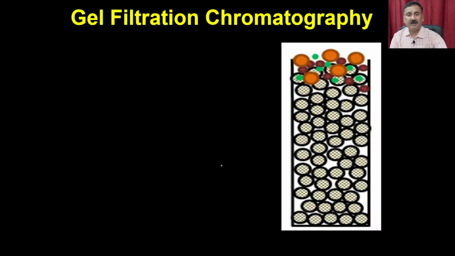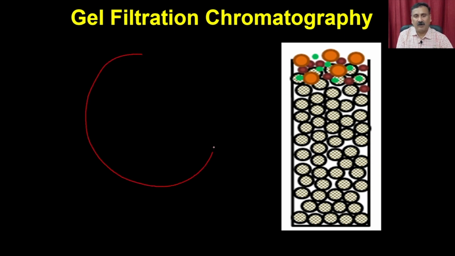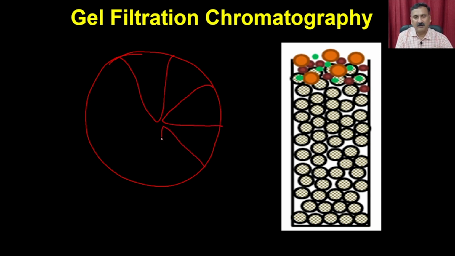To understand this better, I'm going to show you what a bead looks like. In a small bead, you are going to have pores like this. So these are the pores on the gel filtration beads. These pores can be of different types, so you have the flexibility of choosing beads of different sizes.